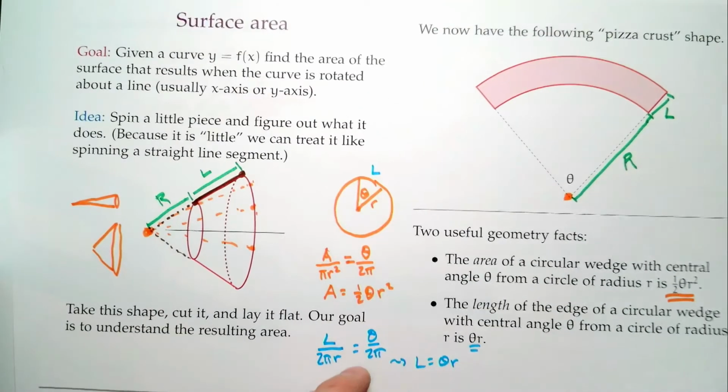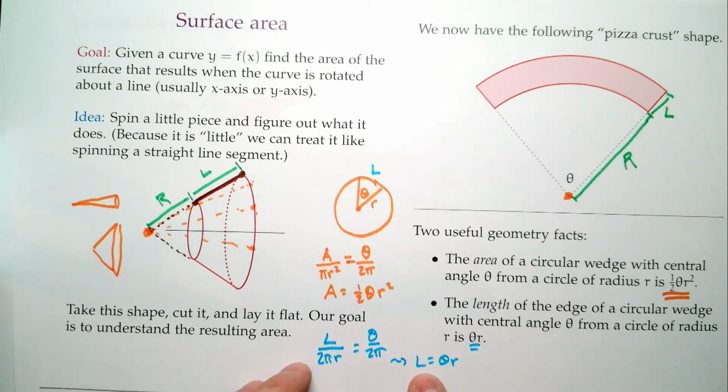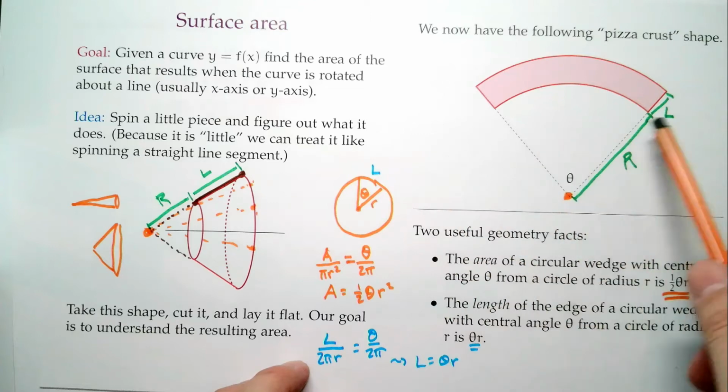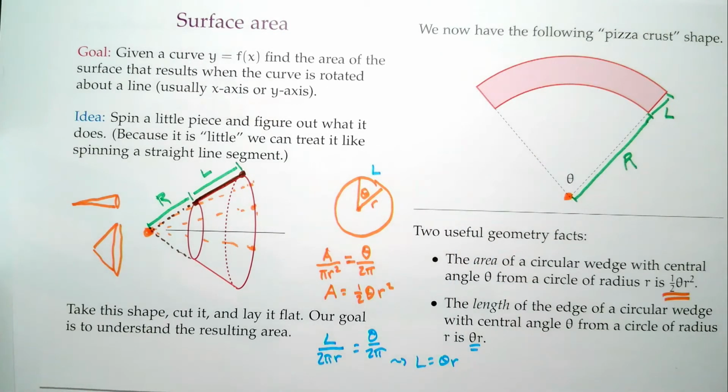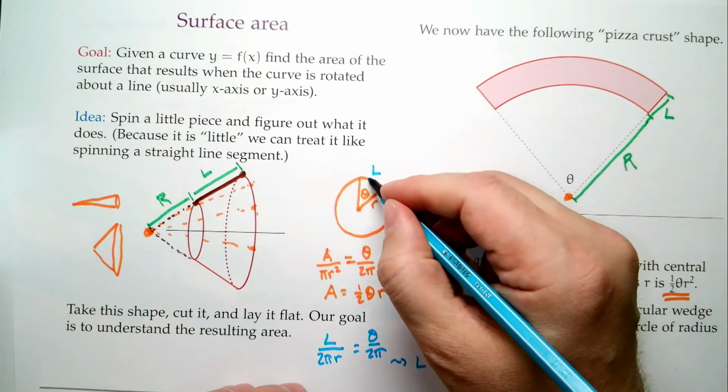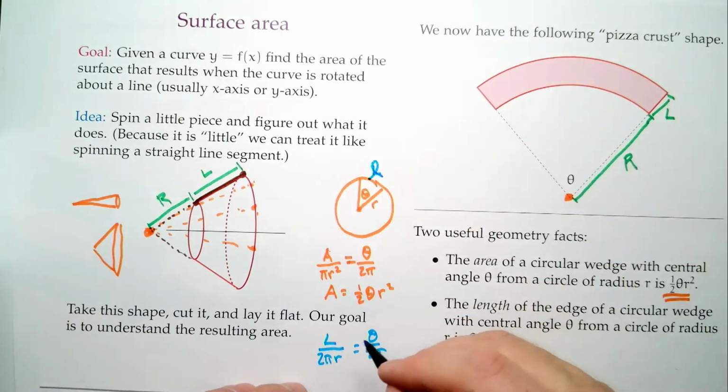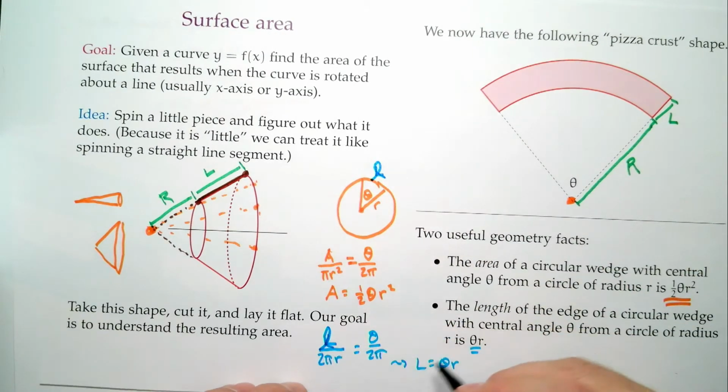Well, we have seen. Yeah, the length. Oh, yeah, this is bad. I shouldn't use the same L here. Let me change this. All right, I'm going to edit. I'm going to change this to fancy L. There we go. Yes, fancy L is theta times r.